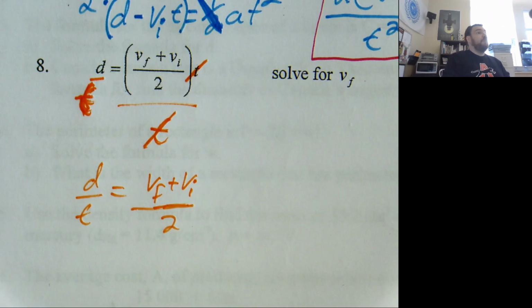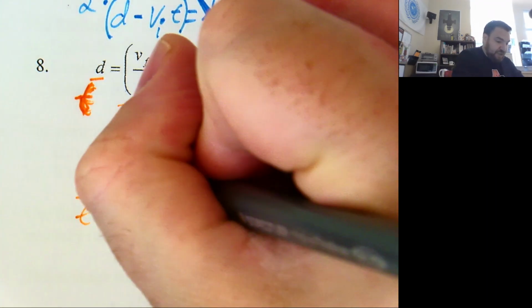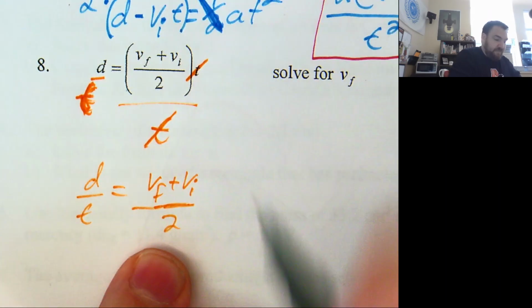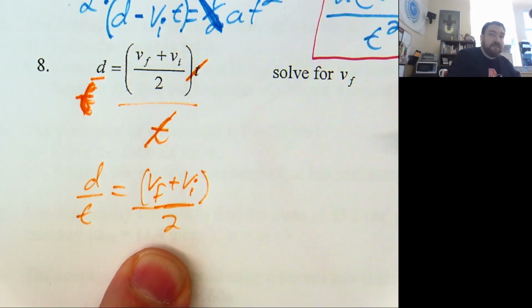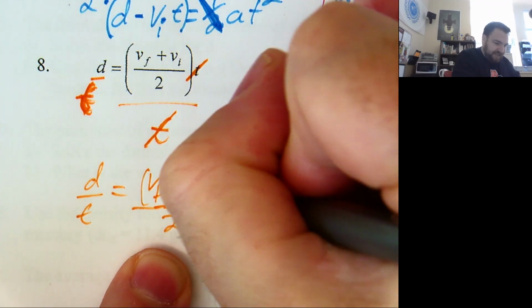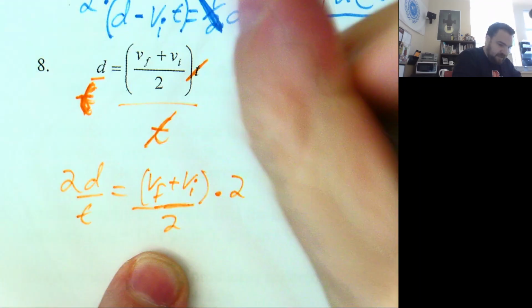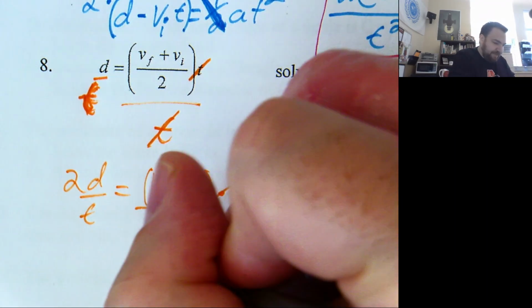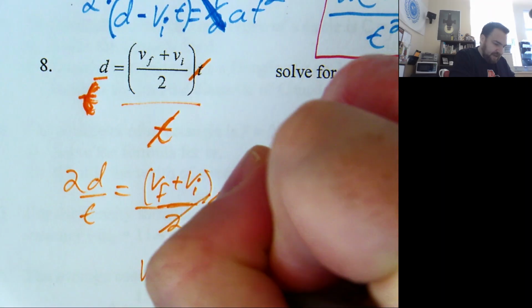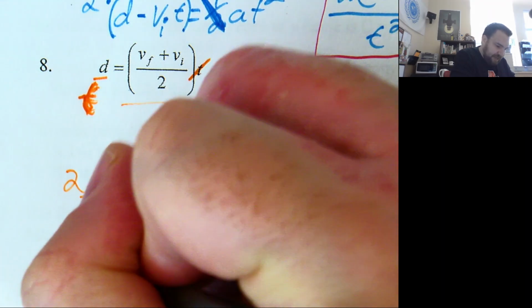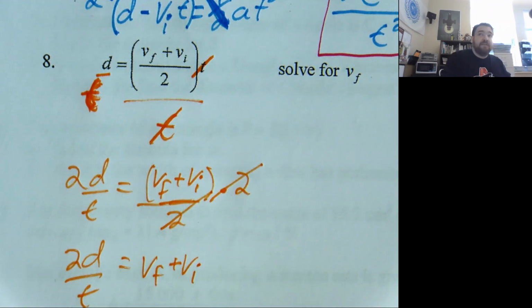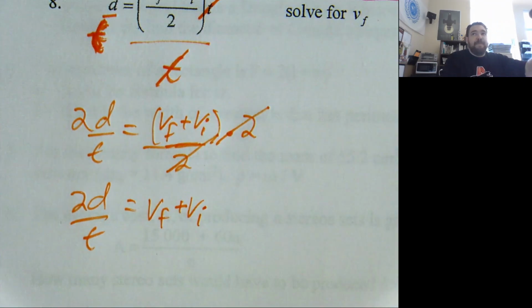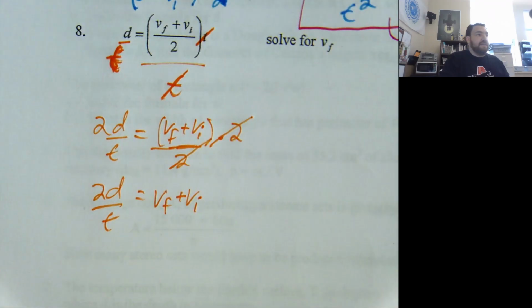Careful. Yeah, we want to multiply by 2. It's being divided by 2, so I want to get rid of what's dividing this whole piece. So I'm going to multiply both sides by 2. Here my 2's are going to cancel, and we're going to get vf plus vi equals 2d over t.